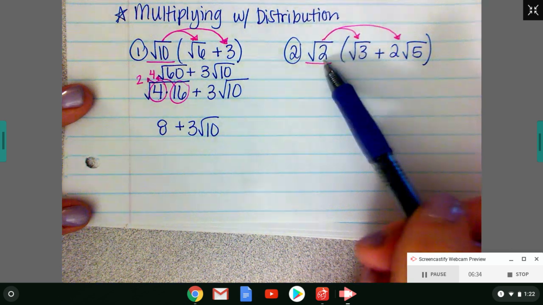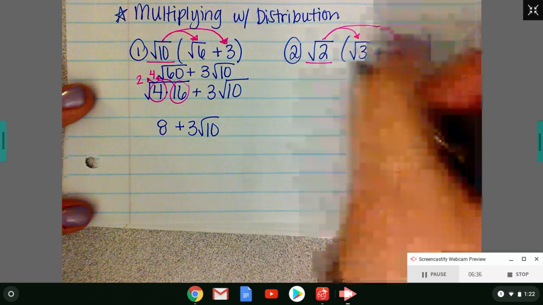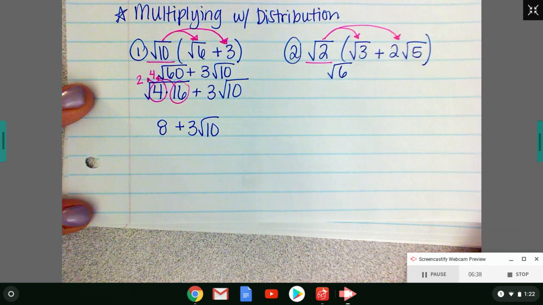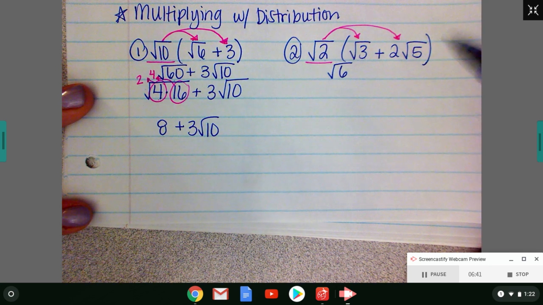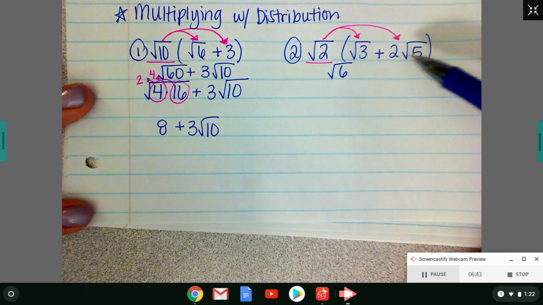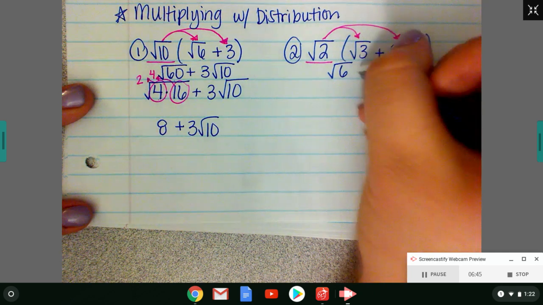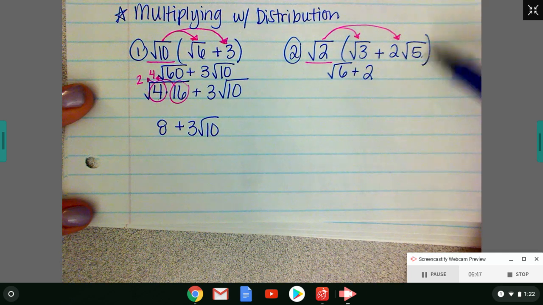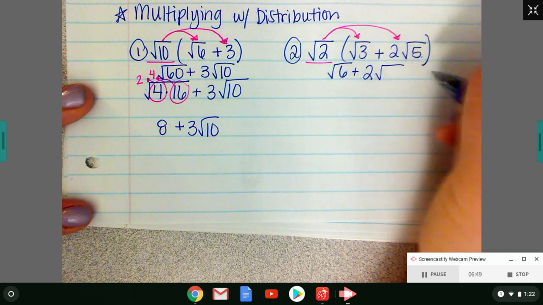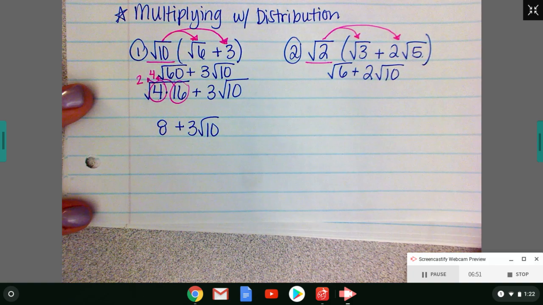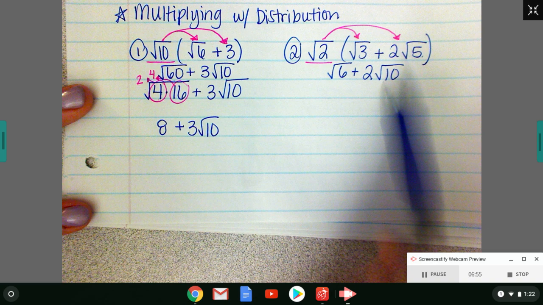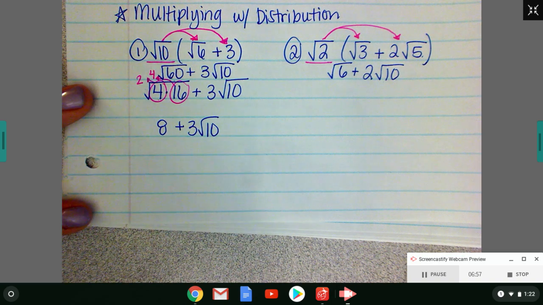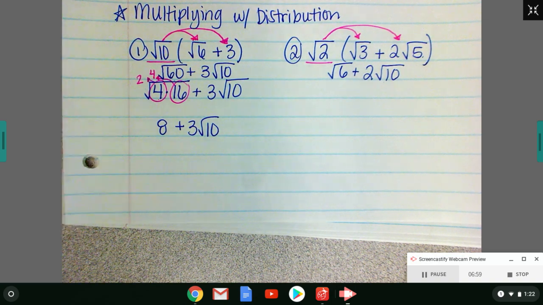So let's see, root 2 times root 3. They're both under the radical, so we can combine them into a root 6. The other one, root 2 times 2 root 5. So this 2 is the only thing on the outside, so it can stay. And then the 5 and the 2 kind of go together. 5 times 2 is 10. We can simplify if we will, but there's nothing perfect that goes into 6 or 10, so we're done on that one. Let's do one more.